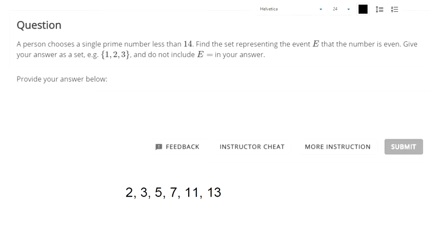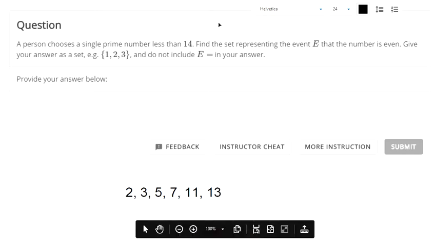We're supposed to find the set representing the event E that the number is even. And I'll type this in to make sure we all know how to type that. E is going to equal 2 is an even prime number, 3 is odd, 5 is odd, 7 odd. There's actually only one number that fits the event E's description, an even prime number.